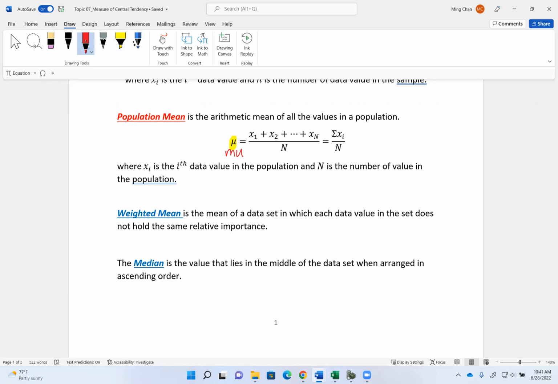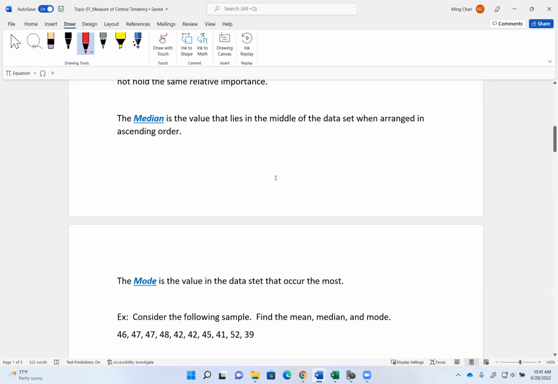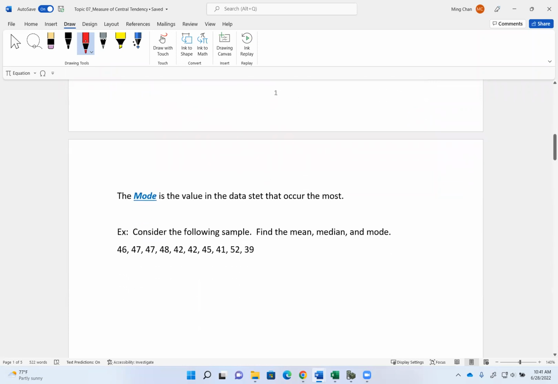All right, median. Most of us remember the median is a value that lies in the middle. Central tendency is about finding out what lies in the middle. So the median is a value that lies in the middle of a data set when arranged in ascending order. We have to write our data from small to large first, and then see which number lies in the middle. The mode is a value in a data set that occurs the most. If no value repeats, then there's no mode.